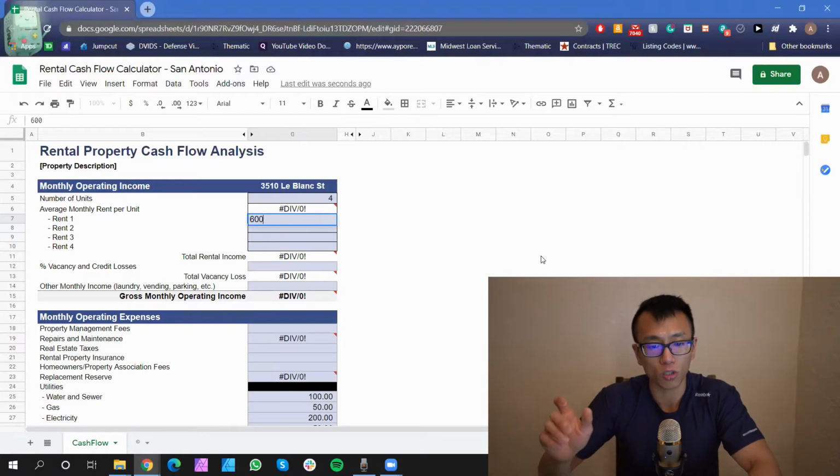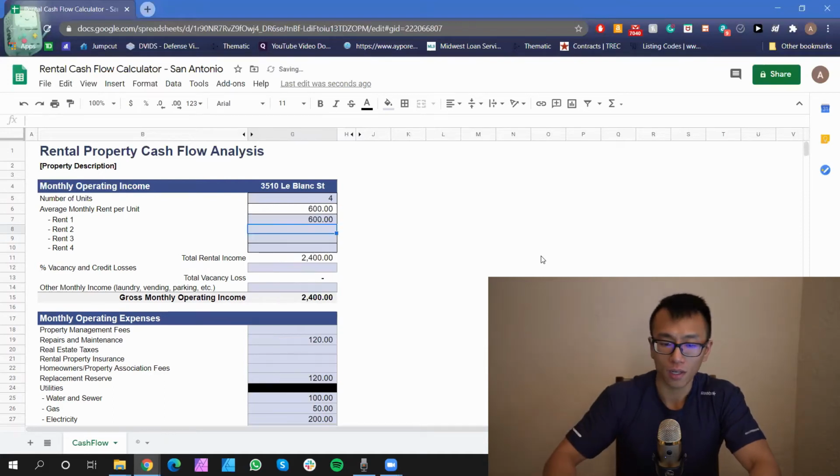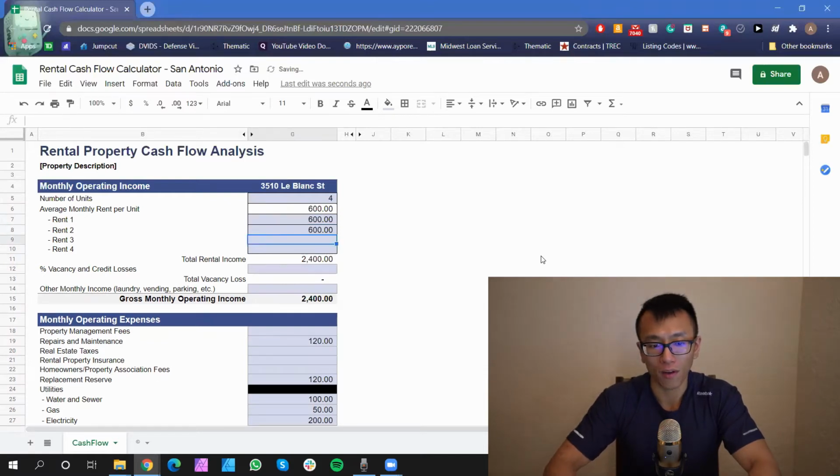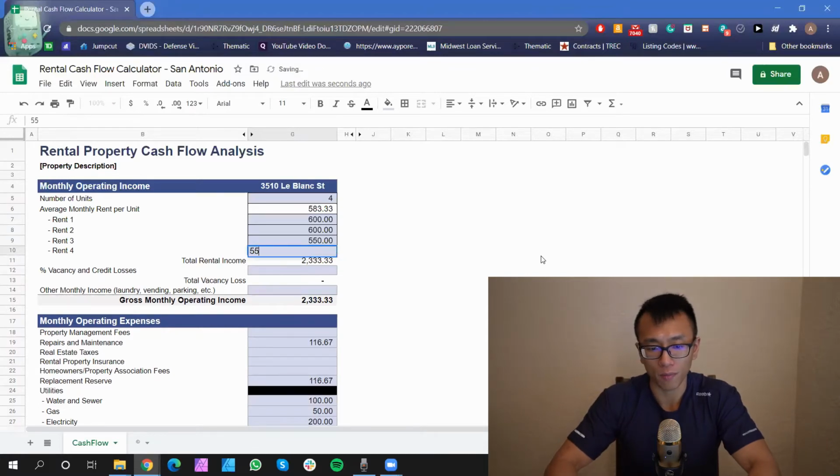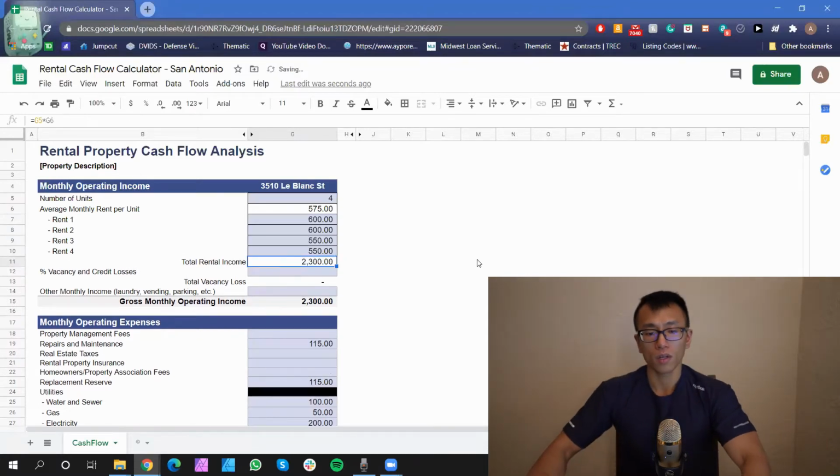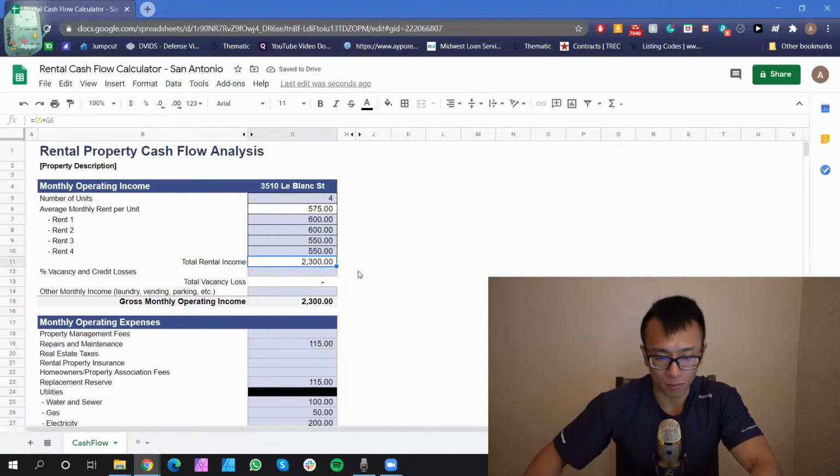And this is 600 for the master bedroom, and this includes utilities. So 600 and 600 because there are 2 masters. And then for the other bedrooms, I'm going to charge like 550. All right. So a total rental income of $2,300 per month.